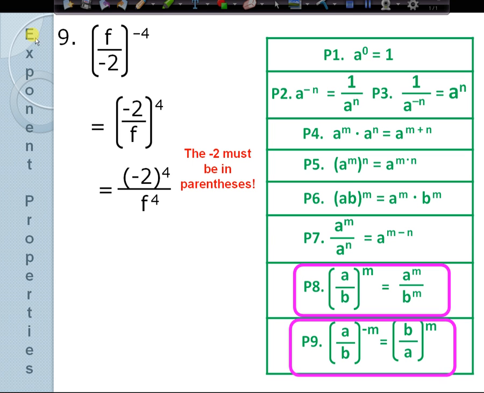The negative 2 is inside the parentheses here, so the negative gets to go with the 2 and be taken to the 4th power. So make sure that there are parentheses around the negative 2 to the 4th. Negative 2 to the 4th power is a positive 16, so it is 16 over f to the 4th. And that is our final answer for this one. Again, make sure you have it down.